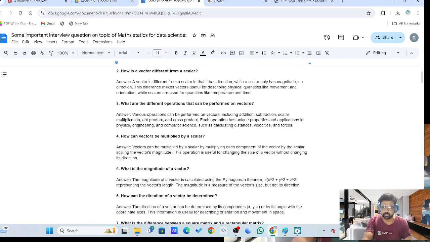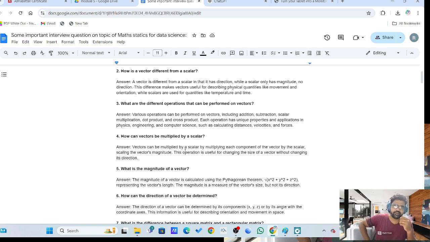Question number 4. How can a vector be multiplied by a scalar? As we did in the third question, a vector can be multiplied by a scalar by multiplying each and every component of the vector by the scalar, scaling the vector magnitude. The operation is useful for changing the size of the vector without changing its direction. You can change the magnitude of the vector without changing the direction by multiplication with a scalar.